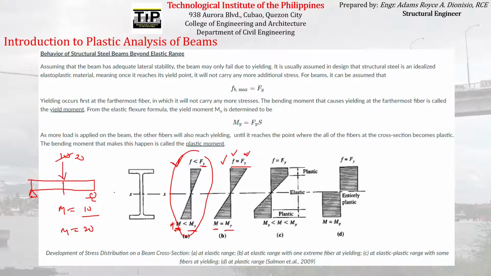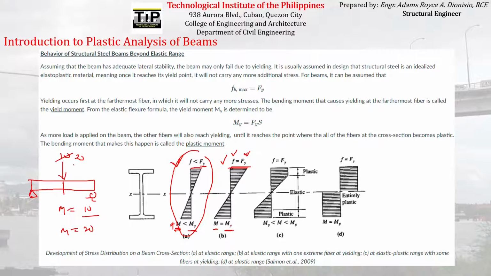Nung in-increase mo to 20, naging ganito na yung flexural stress distribution. Makikita mo lumaki yung mga bending stresses. Yan o, yung haba niya dyan, mas lumaki. Ibig sabihin, lumaki yung flexural stress. Yung bending moment that causes this flexural stress distribution, yun nga yung tinatawag natin na yield moment.